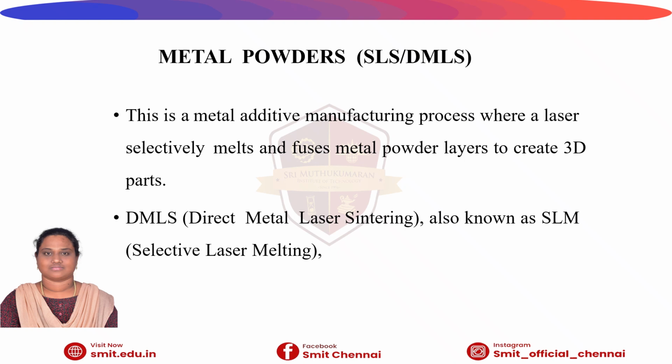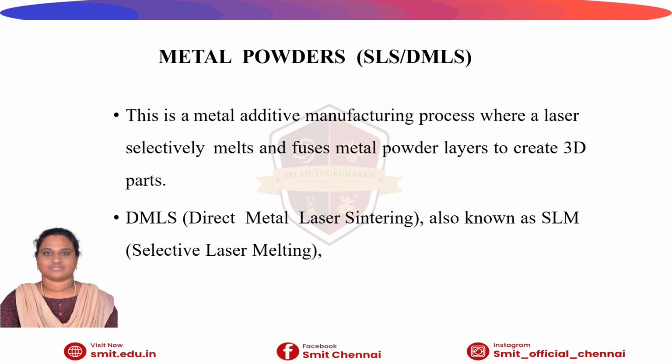This is a metal additive manufacturing process where a laser selectively melts and fuses metal powder layers to create 3D parts. It is used to build objects out of almost any metal alloy. During this process, a laser is slowly and steadily moved across the surface to sinter a very thin layer of spreading metal powders, which means that the particles inside the metal are fused together even though the metal is not heated enough to allow it to melt completely.